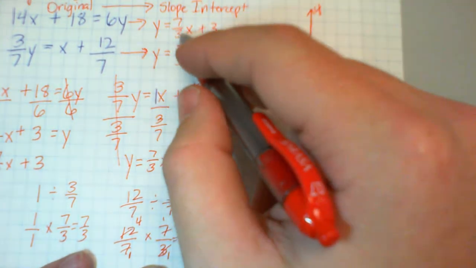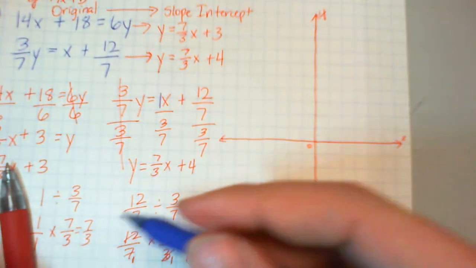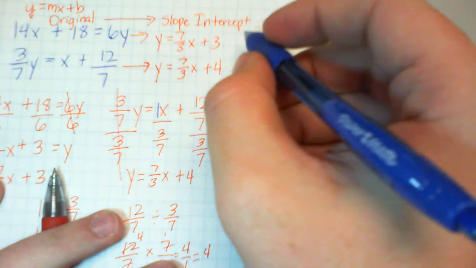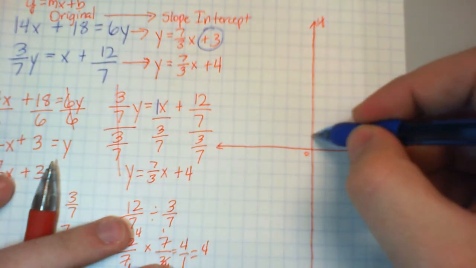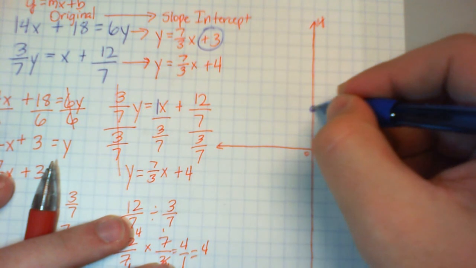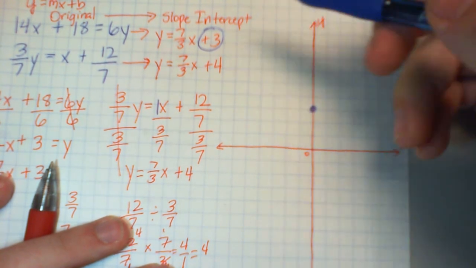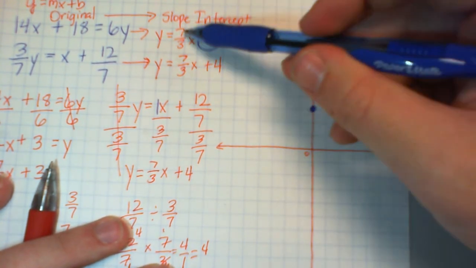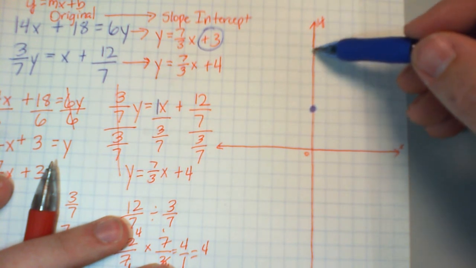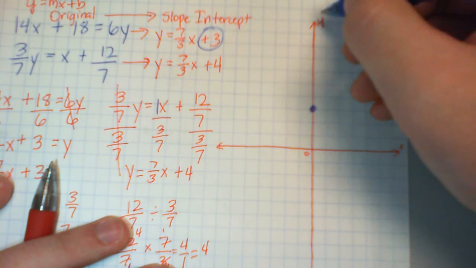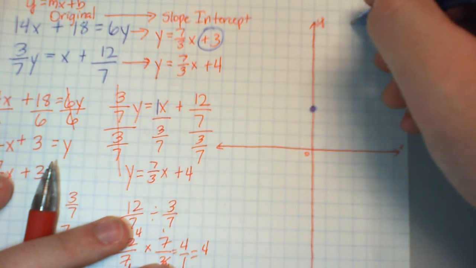So I got y equals 7 thirds x plus 3. So I have to identify the y-intercept of this line. The y-intercept is positive 3. So I'm going to plot positive 3. So 1, 2, 3. So I got positive 3. But then I need to go up 7 and right 3. So go up 7, right 3. 1, 2, 3, 4, 5, 6, 7. And then right 3. 1, 2, 3.